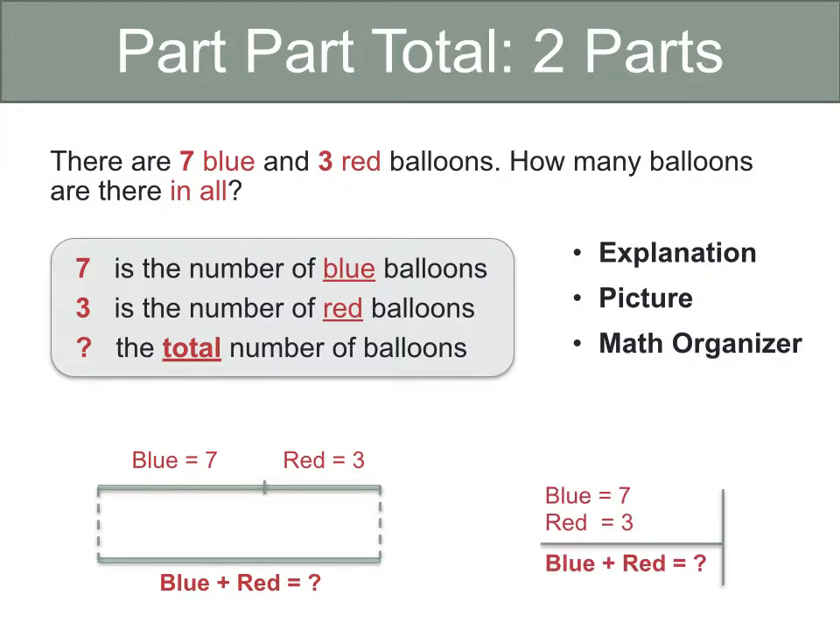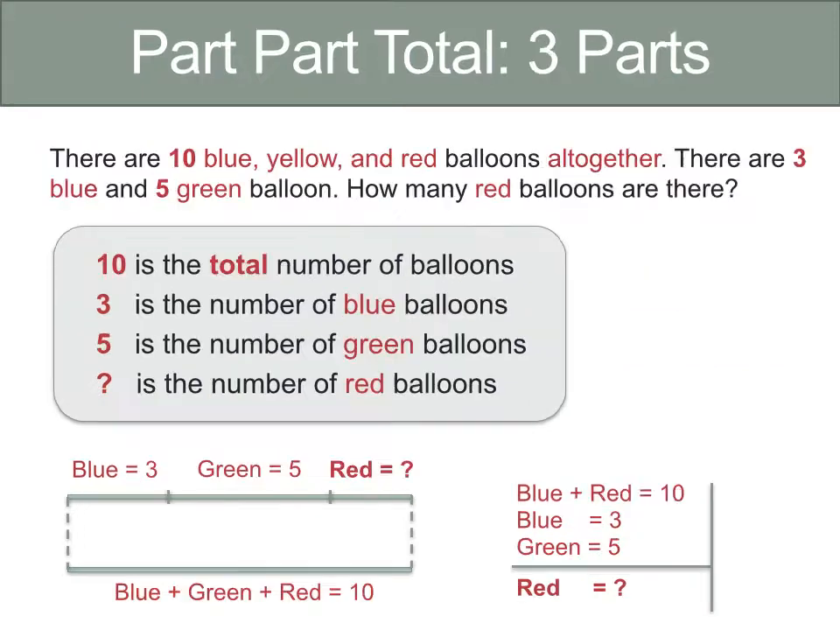Mathematical organizer. The organizer presents the problem in a concise and clear form. In organizers, students use parameters that they identify when writing their explanations. This part-part-total problem has 3 parts and involves subtraction. Despite that, the models are essentially the same as in the previous problem.